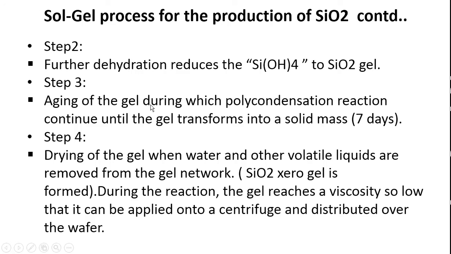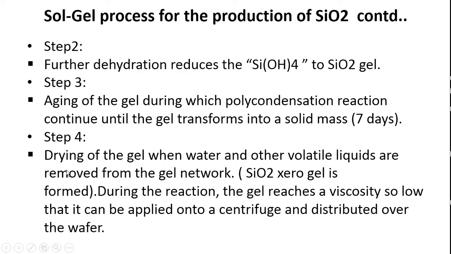So aging means taking some hours or even days, the aging of the gel, during which the polycondensation reaction continues until, in the sol-gel process, the gel transforms into a solid mass. That actually takes place over 6 to 7 days. Then what is step 4?